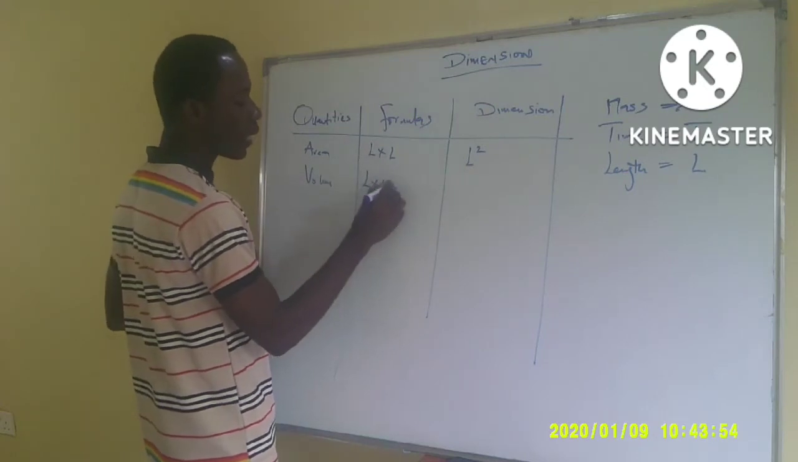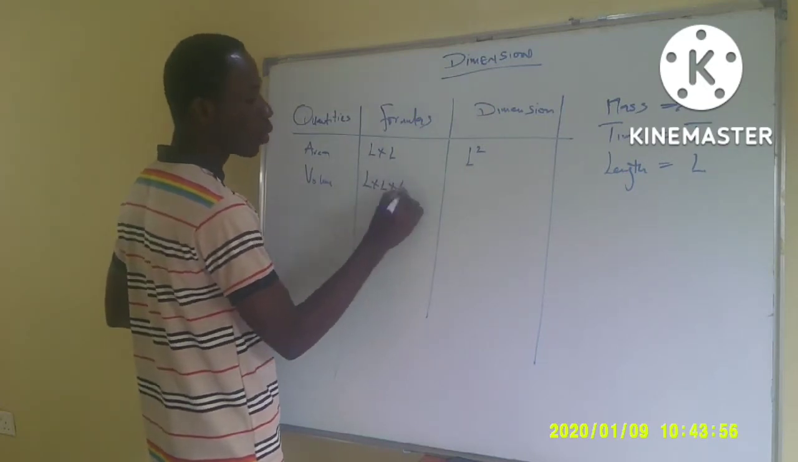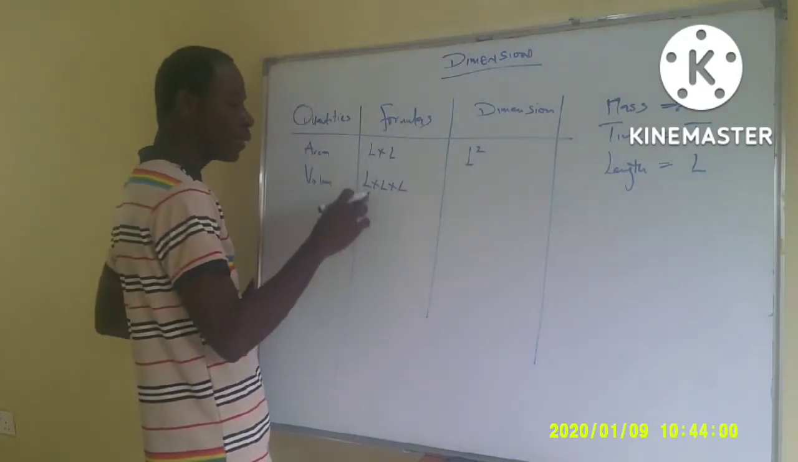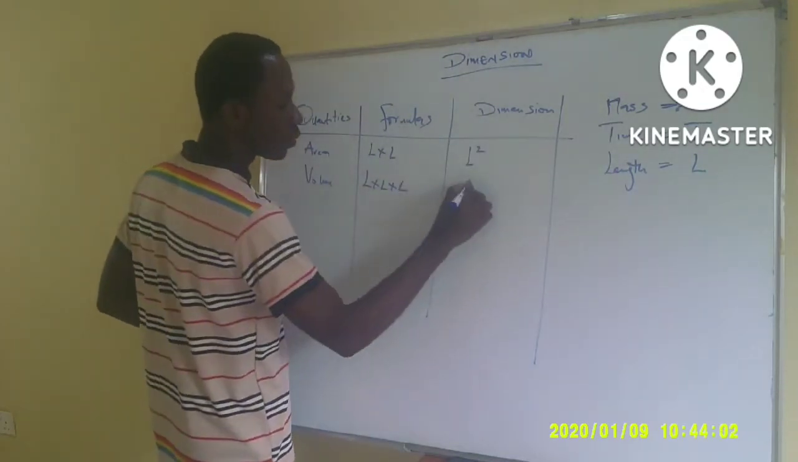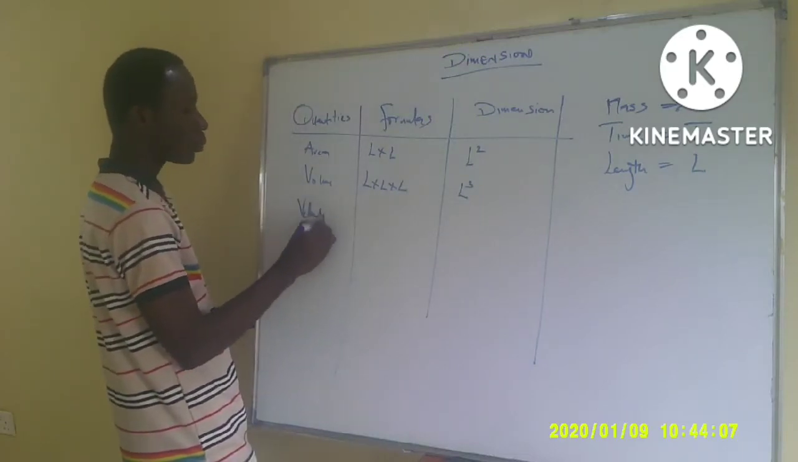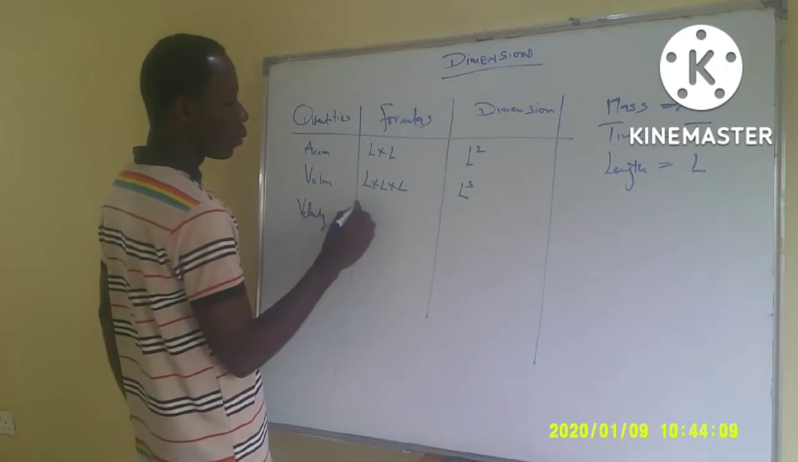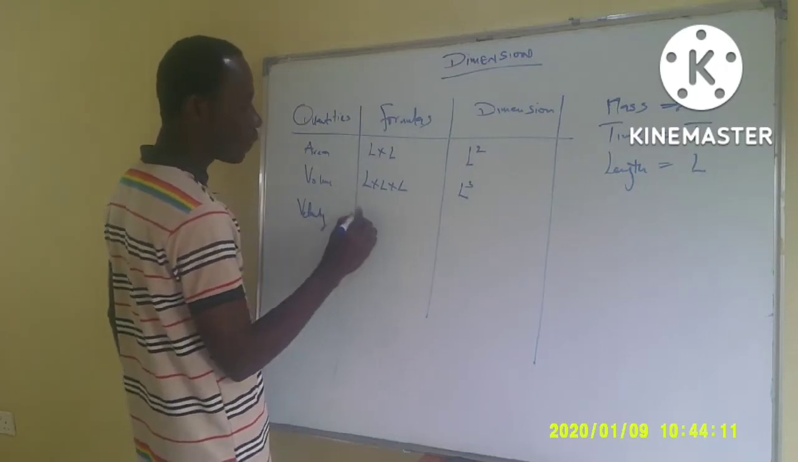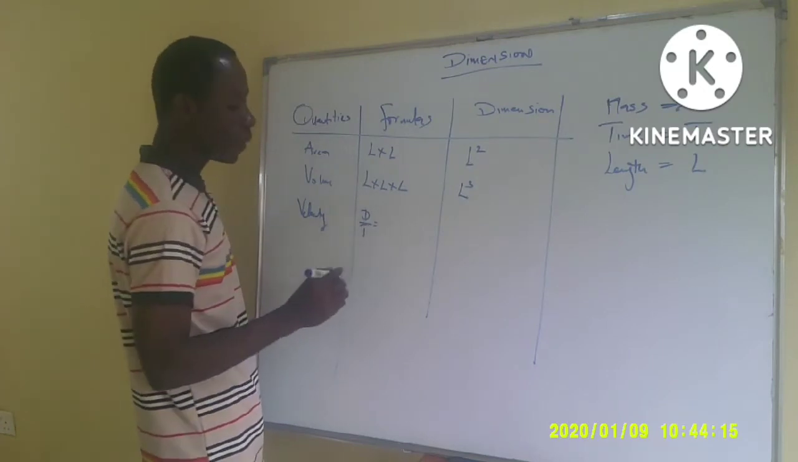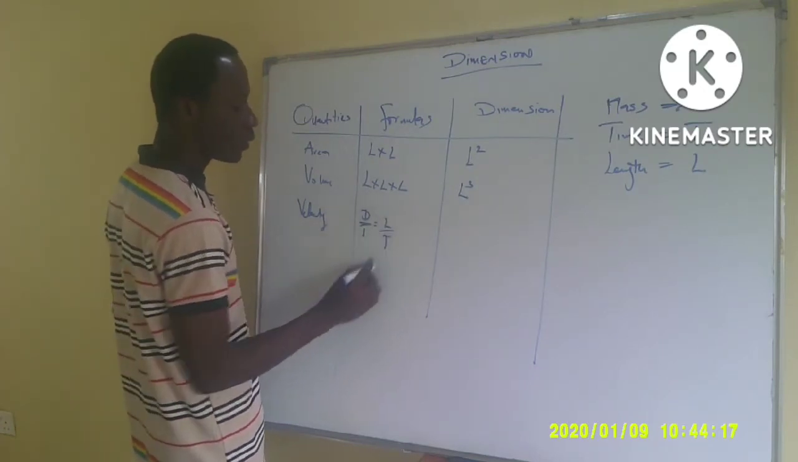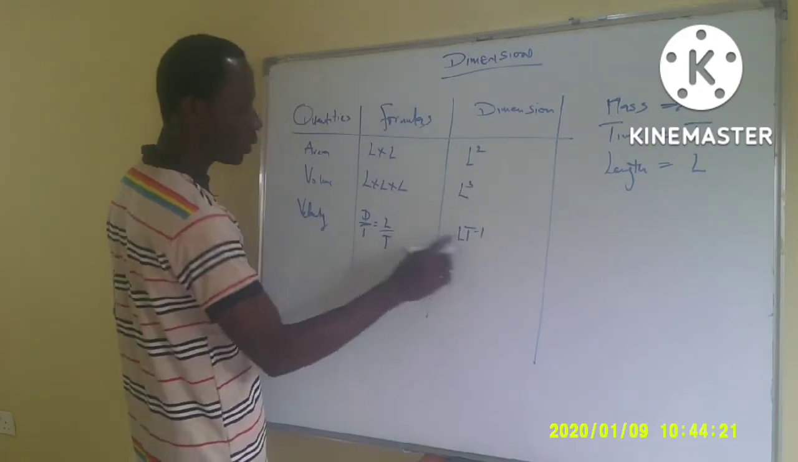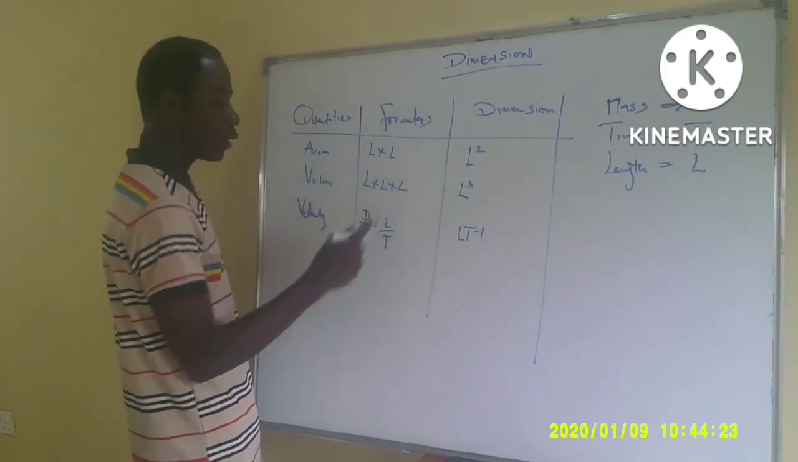Then volume is length times breadth times height, because we are relating it with the physical quantity length. So the dimension is L cubed. Then velocity, which is distance over time. So it is denoted as L over T, not unit. So it's going to be LT^-1. In indices, the inverse carries minus 1.